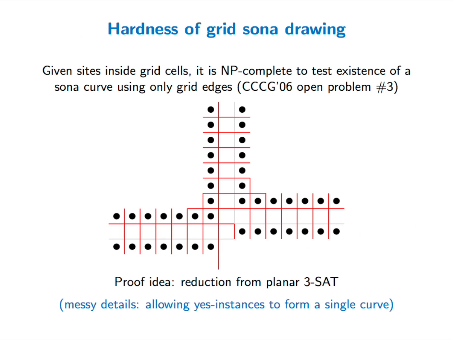We show that no nice characterization is possible, or at least that there's unlikely to be a characterization that can be implemented by an efficient algorithm, by proving that testing for the existence of a grid Sona drawing is NP-complete. Our proof is a straightforward reduction from planar 3-SAT, using tightly packed lines of dots as wires, and the placement of a grid Sona curve between them as signals on the wires. The main difficulty in the proof is arranging the gadgets in such a way that, for a satisfiable 3-SAT instance, the pieces of grid Sona curve coming from each gadget can be connected together to form a single curve, satisfying all of the properties that we require a Sona curve to have.